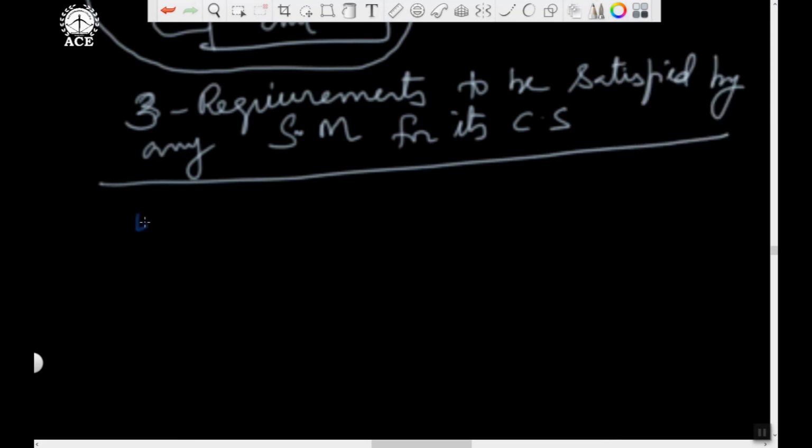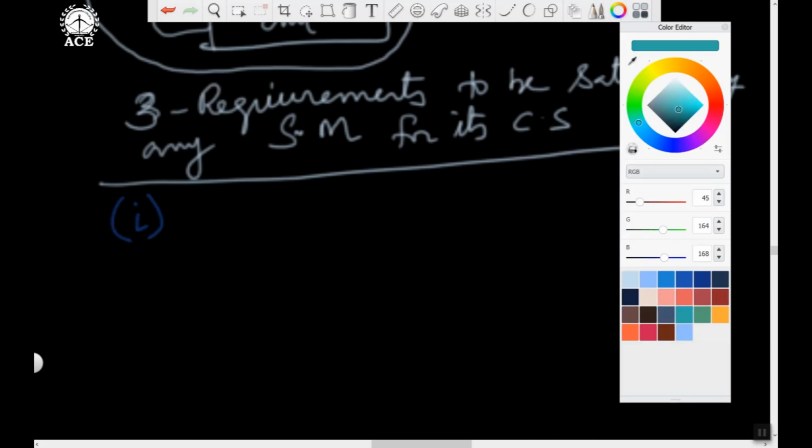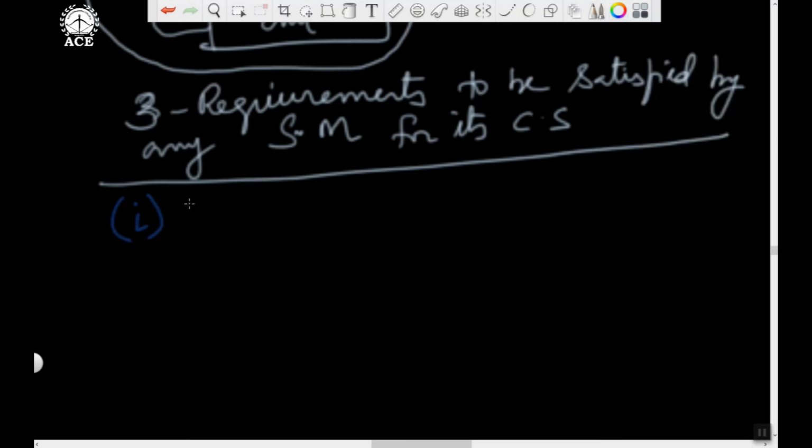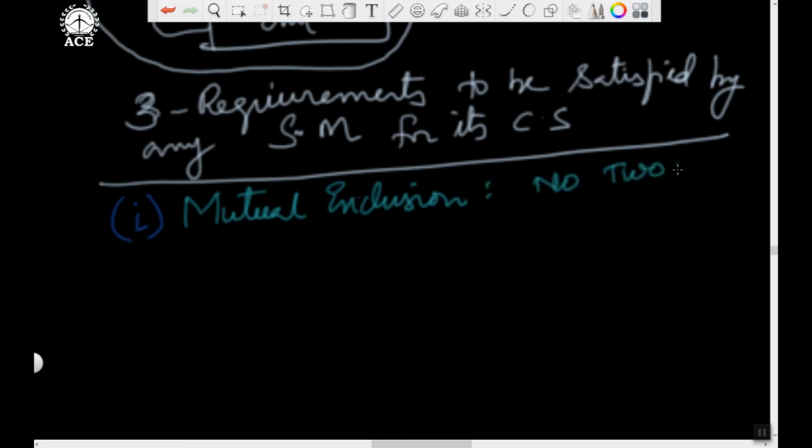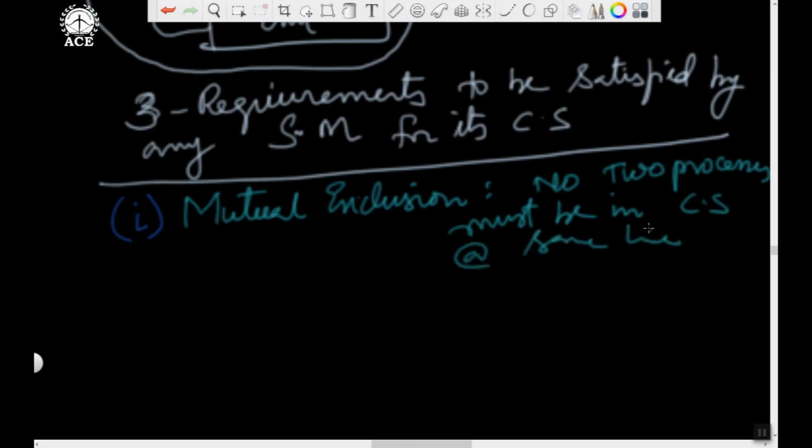The first requirement is called mutual exclusion. Now the real definition you can see from the slide. Here I am trying to make you understand. Mutual exclusion means no two processes must be in critical section at the same time. Now what does this mean? From the diagram I can make you understand.